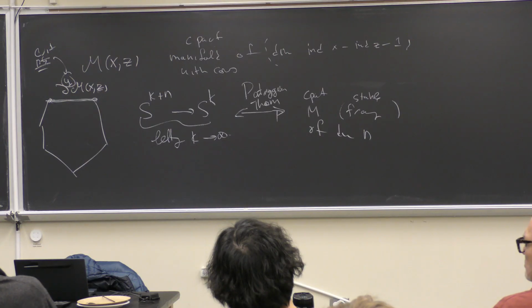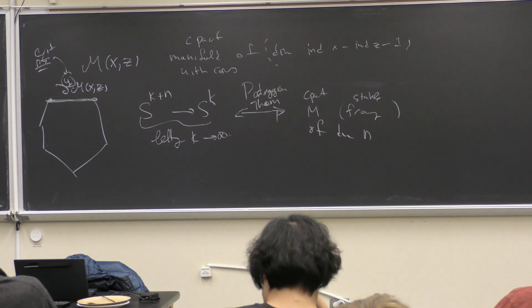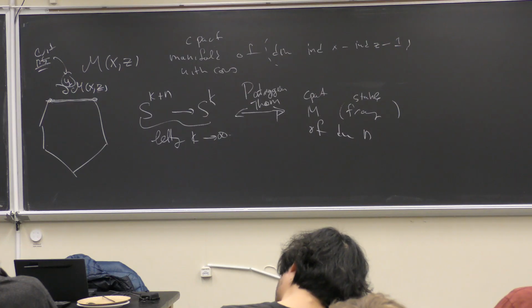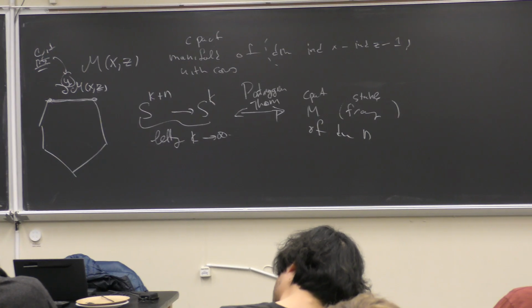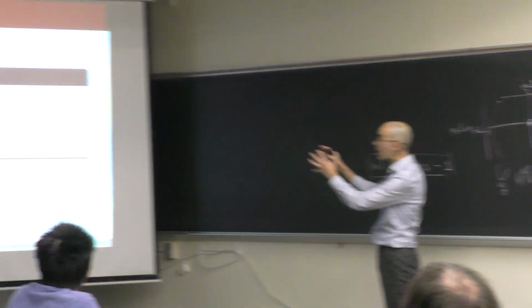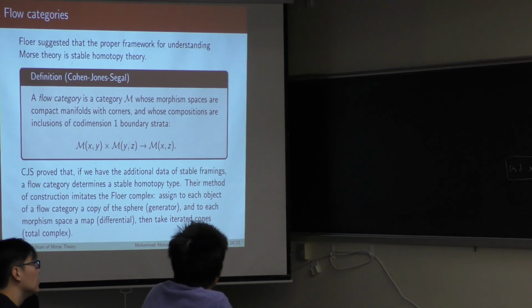And this point of view is what's called Floer homotopy, for the next 30 years almost. You want to take this point of view of Morse homotopy. You take these flow categories and you extract those homotopy categories.